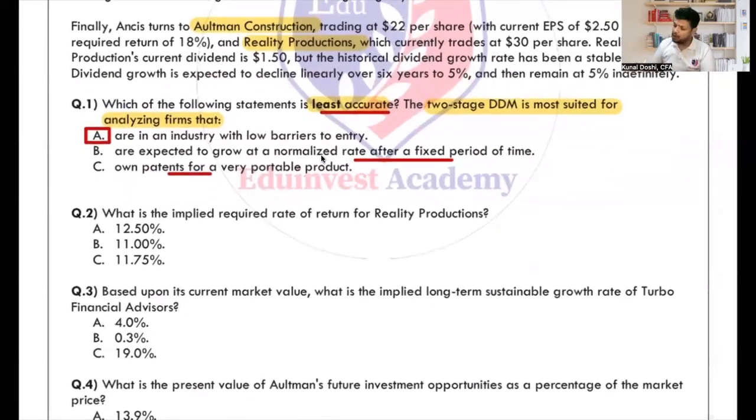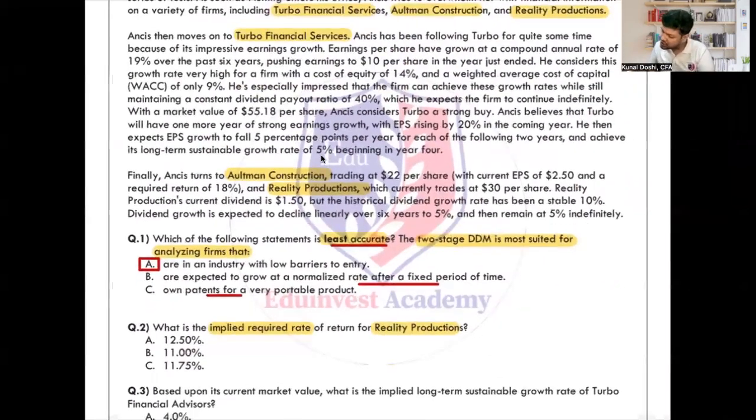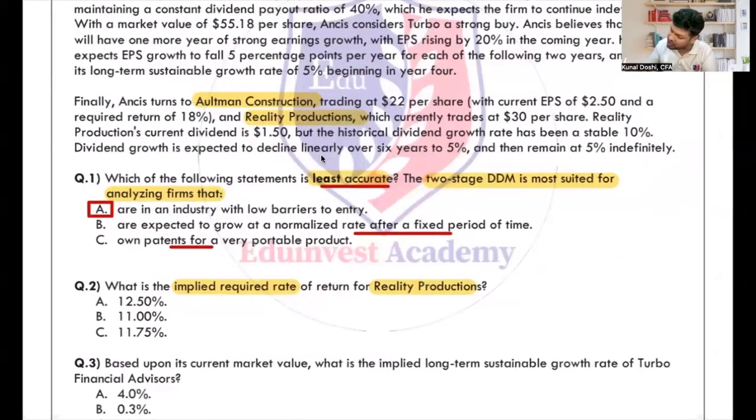Now, question number two, important. What is the implied required return for Realty Productions? Looking at the information: Realty Productions currently trades at $30 per share. The dividend is 1.5, but the historical dividend growth rate has been stable at 10%. The dividend growth rate is expected to decline linearly over 6 years to 5%, and then stay at 5% forever.